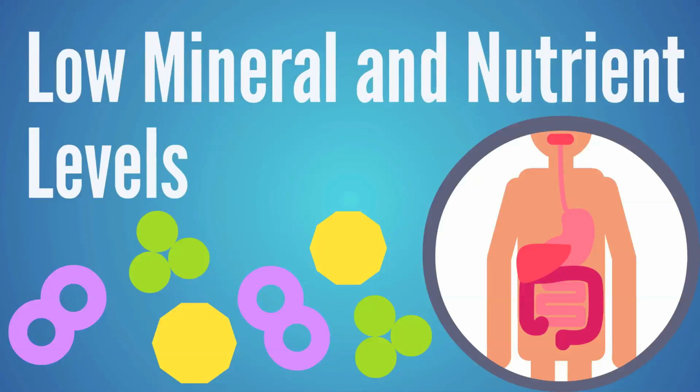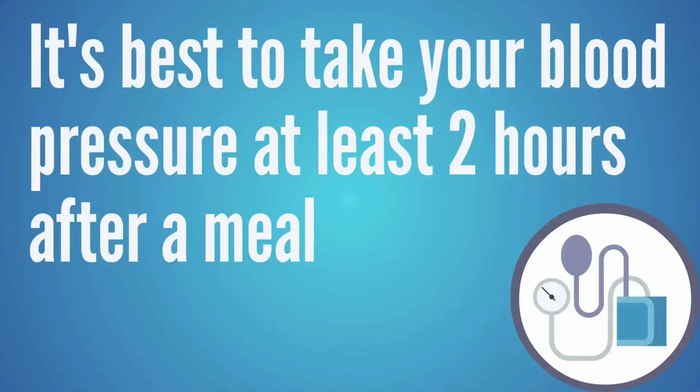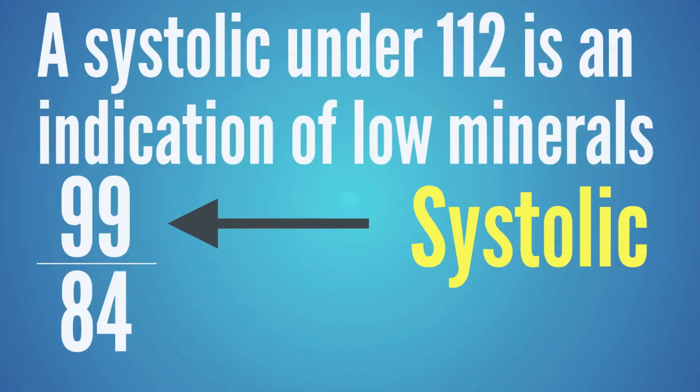Now, the second underlying cause for anxiety that's really common is low mineral and nutrient levels. This can be a really big deal, and you can get some insights into whether your mineral levels might be too low by just looking at your blood pressure. At least 2 hours after a meal, relax and take your blood pressure, and if that systolic number, which is the top number, is lower than 112, that's a really strong sign that mineral levels are too low in the body. And this is really common to see. It's usually caused by an inability to digest your food correctly and pull all the minerals out of that food, but there's other issues that can create this as well.